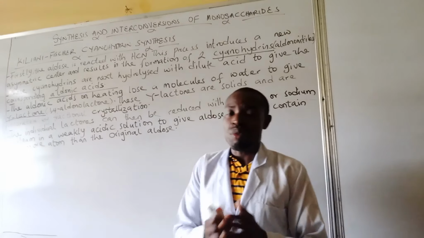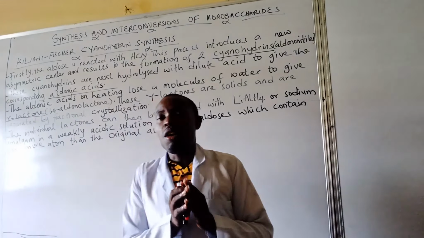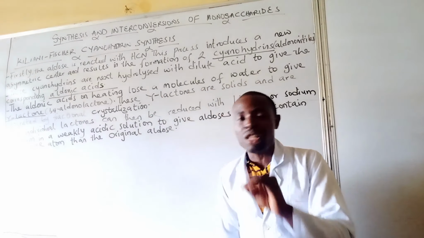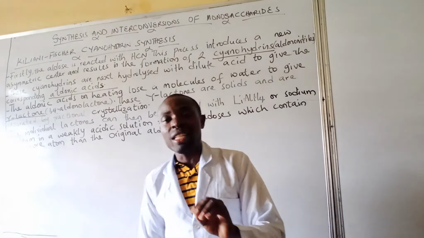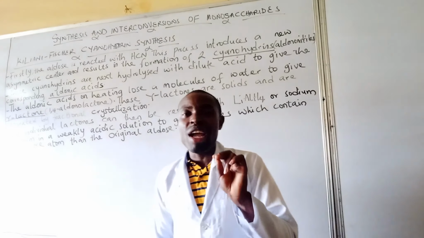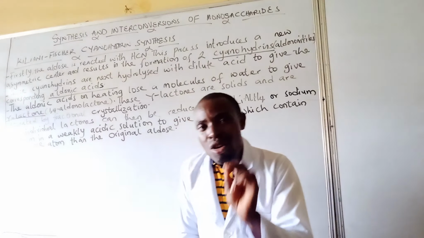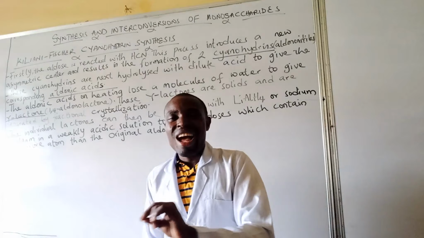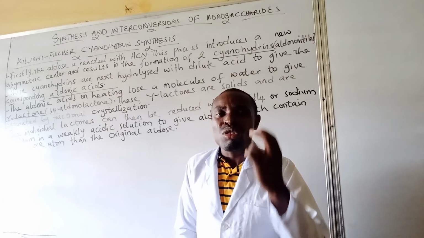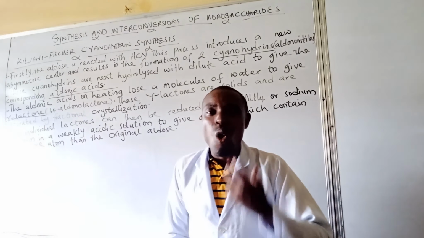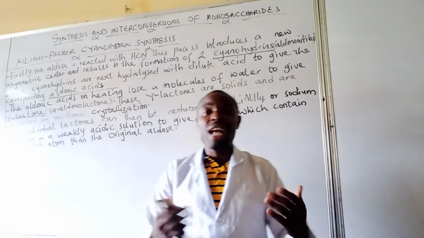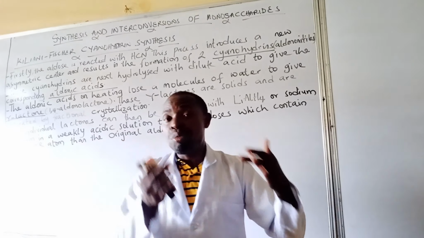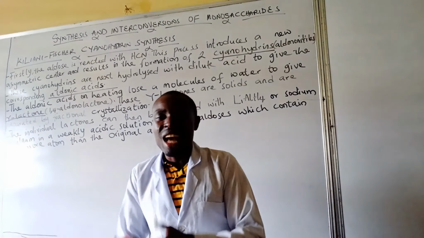This is a continuation of our previous video talking about carbohydrates. Our video for today is talking about the synthesis and the interconversion of monosaccharides. Please do not forget that in our previous video we said that carbohydrates are macromolecules consisting of carbon, hydrogen, and oxygen, and that they are the most common naturally occurring compounds, and that they are polyhydroxy ketones and polyhydroxy aldehydes.